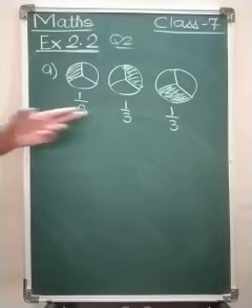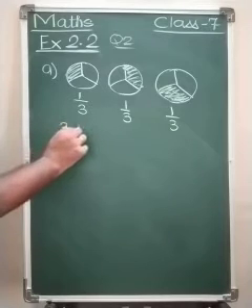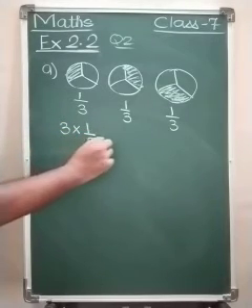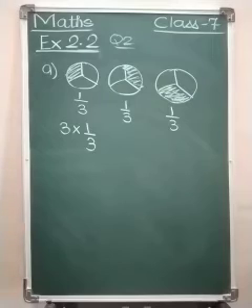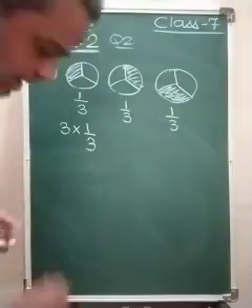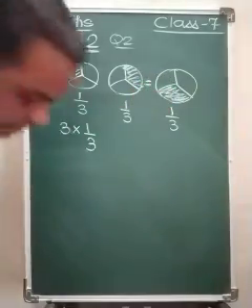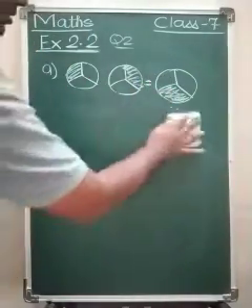And how can we represent this? This can be represented as 3 multiplied by 1 upon 3. Sorry, this is not, let me see the sum. Okay, only 2 are there. And here the equal to sign has been given.